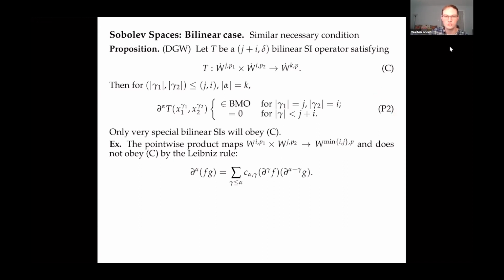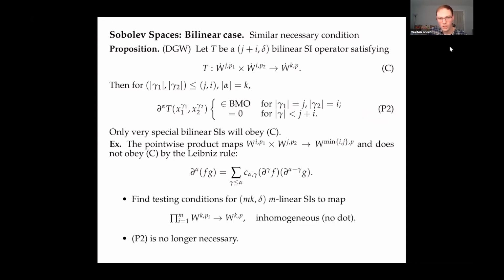these restrictive conditions are not going to hold, and so we're going to have to come up with different kinds of testing conditions. So the idea is to find testing conditions for the multilinear operators, and those testing conditions cannot be P2 anymore. For what we just said, this only holds if you're preserving the homogeneous spaces, which in general the multilinear operators cannot do.